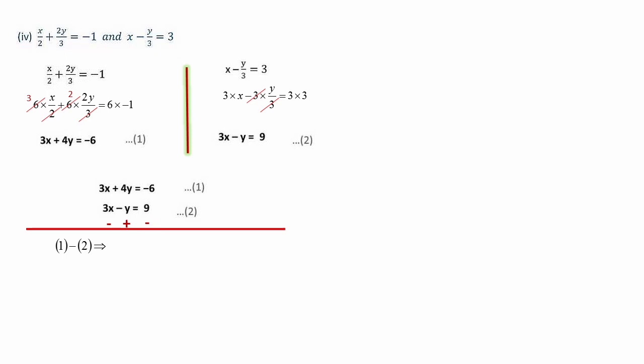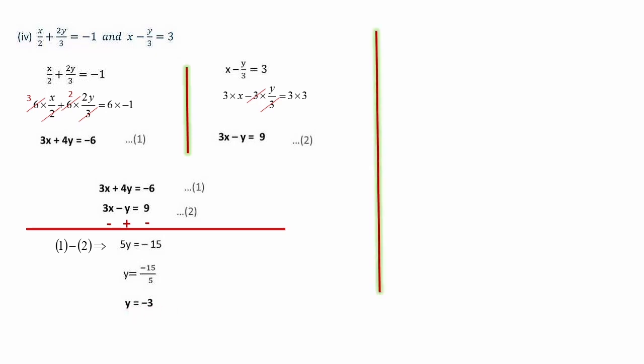So here 3x minus 3x is 0, no need to write, plus 4y plus 1y. This sign we will not take, this is our new sign. So 4 plus 1 is 5y, minus 6 minus 9 is minus 15. So y is equal to minus 15 by 5, that is equal to minus 3. So y is equal to minus 3 we have got.